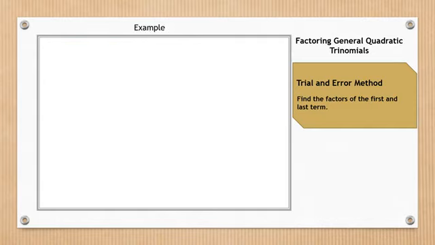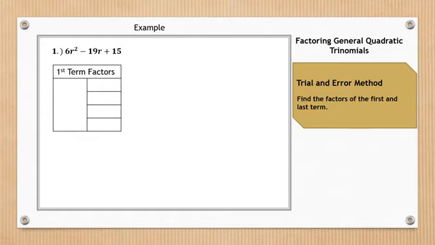So, we'll have another example class. So, let's take it here. 6r squared minus 19r plus 15. Again, anong gagawin natin? You have to write down the factors of the first term. So, what's the first term? 6r squared. So, the factor of 6r squared, unahin natin yung variable. So, you have r times r.